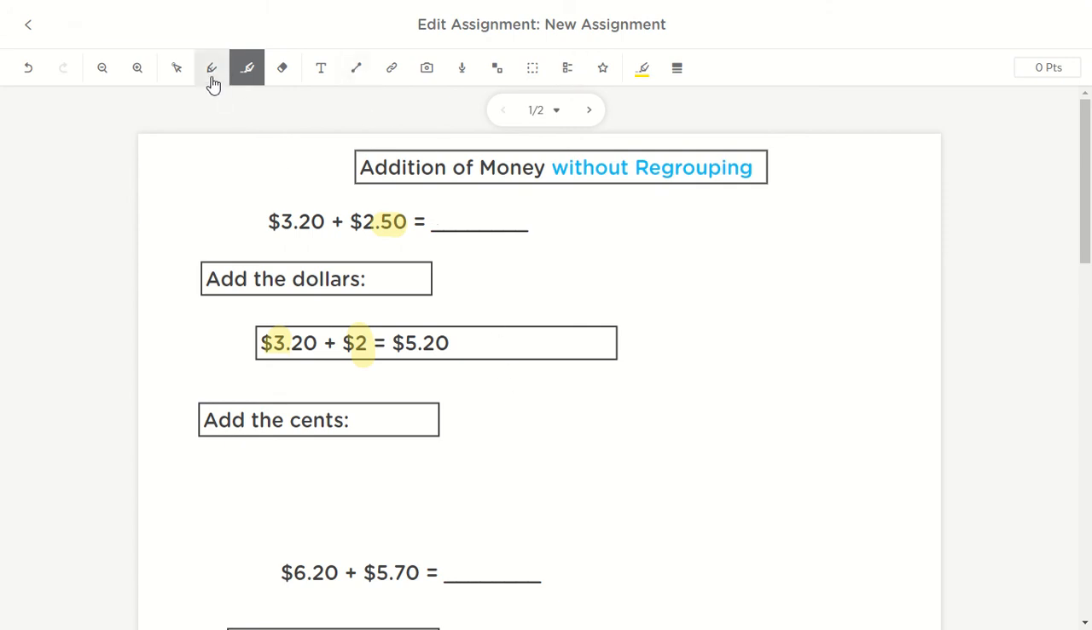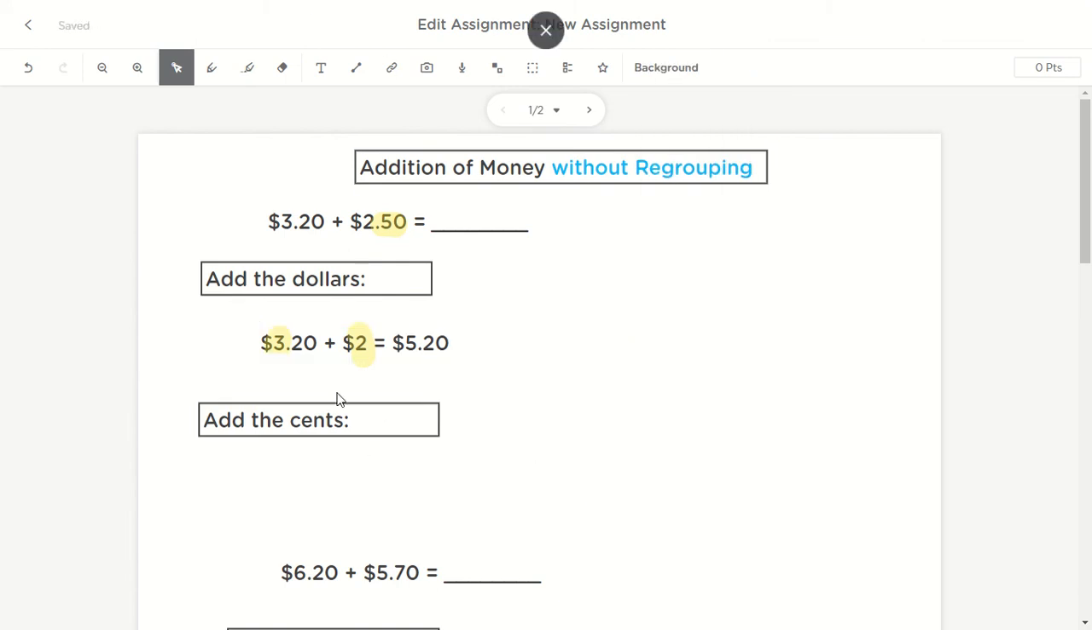Let me remove the border. After I add the dollars to $3.20, that gives me $5.20. Now I'll add the cents to the amount. So I have $5.20 plus 50 cents, which will give me $5.70. How do I get this answer? Since I'm just adding 50 cents, I just add the cents to the cents.